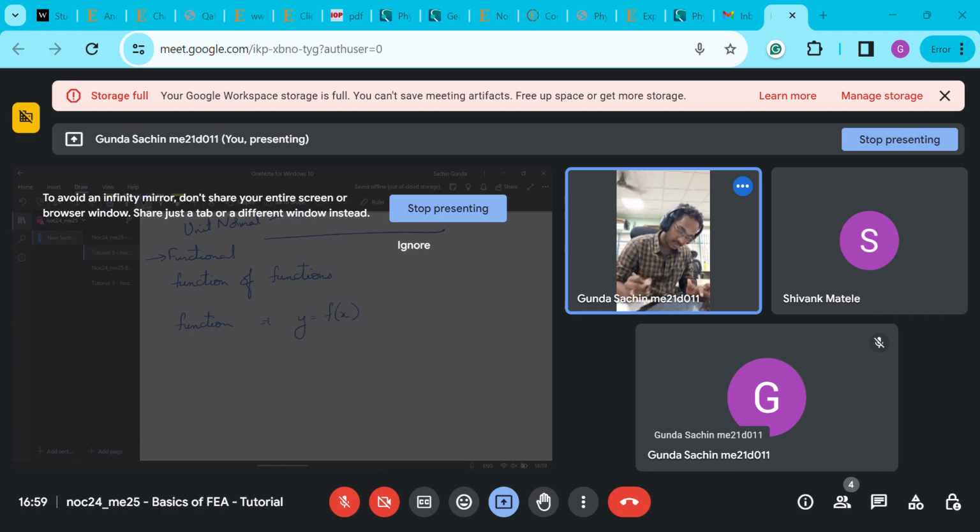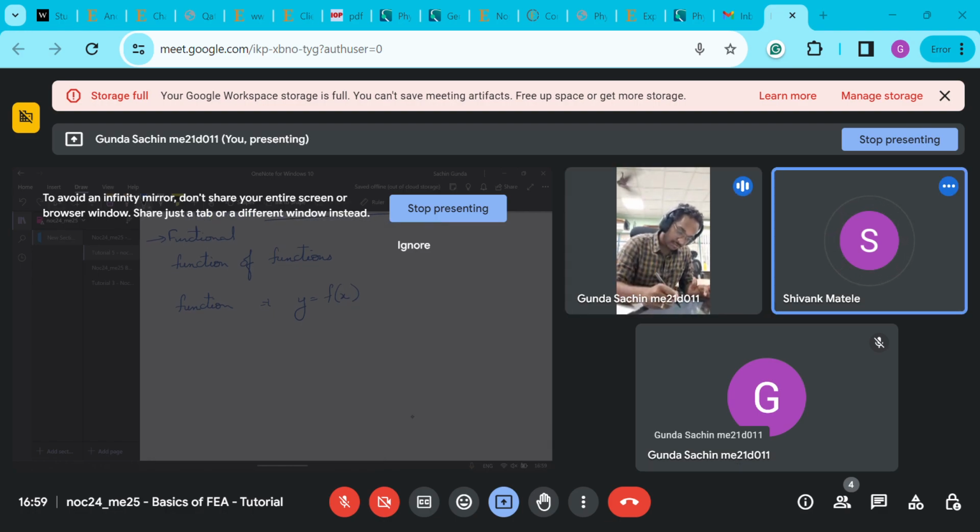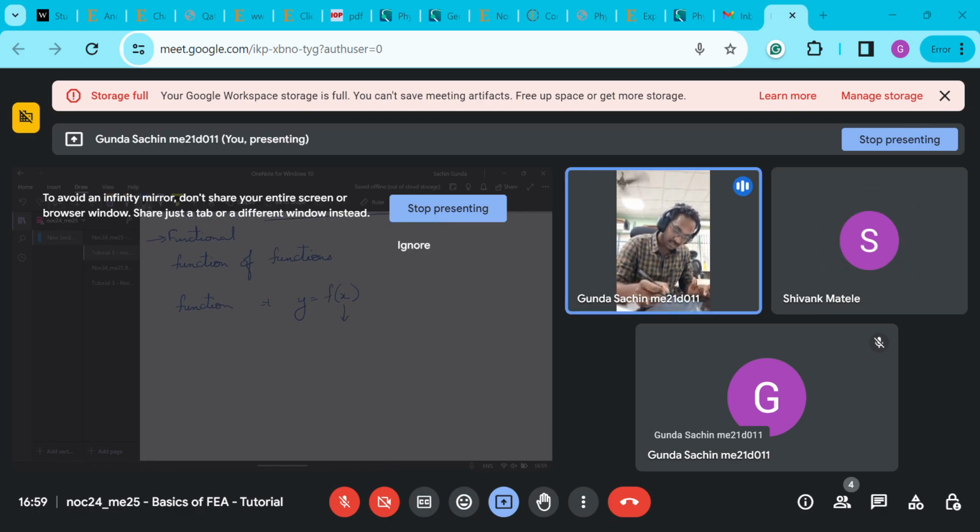Okay, so let's see what function is first. When you say a function, it means, let's say y is f of x. So you will have one input which is like a variable, and the output will also be a variable. Something like x to y, you are mapping. Okay, this is function.